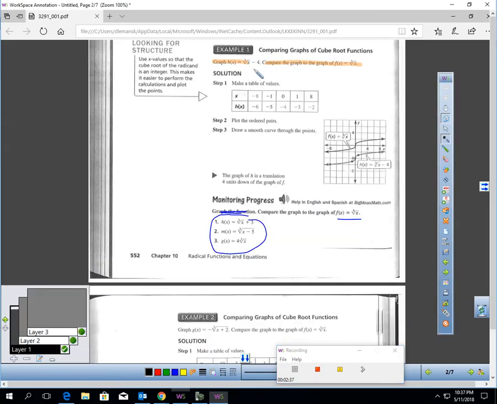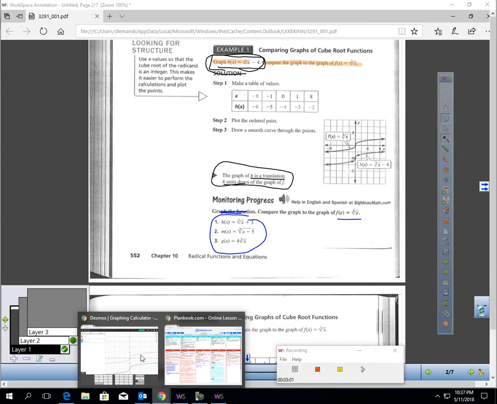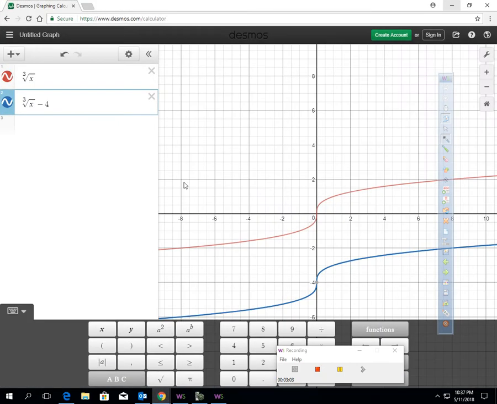Let's graph a cube root function and then compare it to the graph of the parent function. So when you look at this, do you see how we have -4 outside the cube root? That means we are going to translate our graph 4 units down. You can use your calculator to help you with this. I'm going to use the website that I showed you in the last video to type these both in so you can see them both. So I did that here.